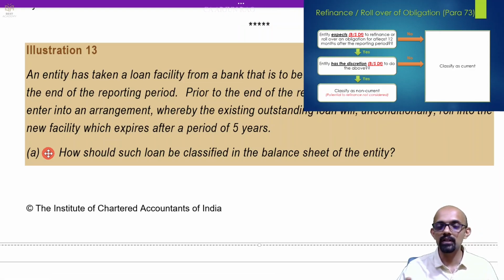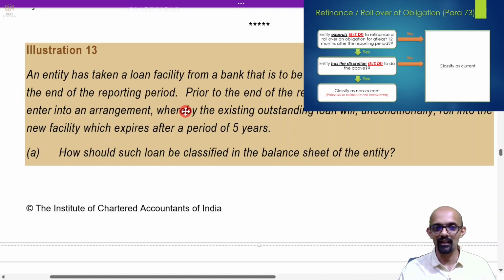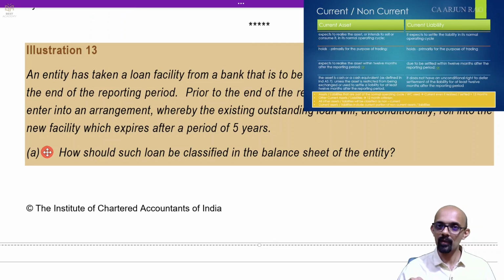So, look at the chart on the top right corner of your screen. So, you have expectation as well as the discretion to refinance or roll over. Already it is done, that agreement is done. It is going to be paid after 5 years only. Okay. So, therefore, what is it? It is a non-current liability. And in fact, even from the definition of current liability, this question can be answered. We need not even go to refinance or rollover. Okay, para 73. So, if you look at the definition of current liability, does not have unconditional right to defer settlement beyond 12 months, right? Then only it is current. Now that right is there, so it is non-current.